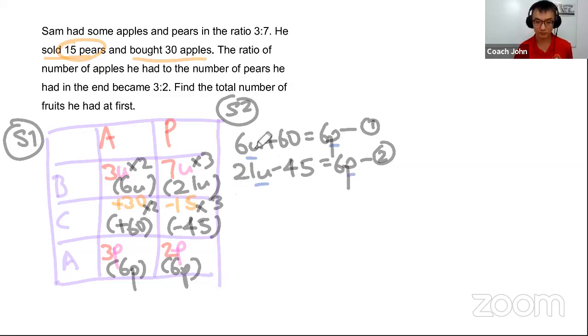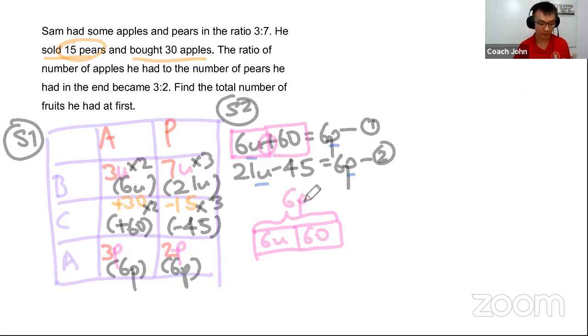Remember, it's easier to draw using the plus. So you have 6u plus 60. What I'm trying to do here is I draw 6u and I have 60, and the total is actually 6 parts. Next, this is the part that you need to follow.